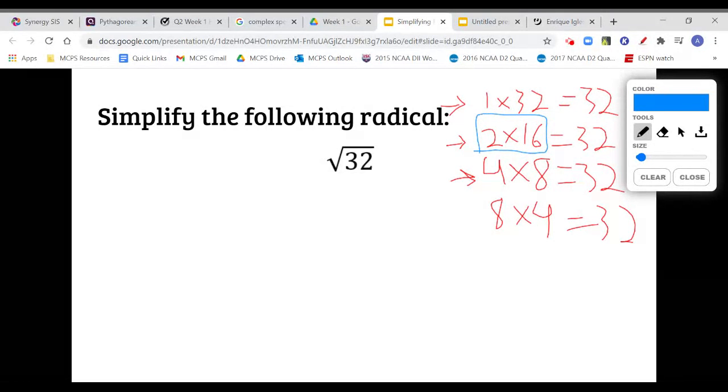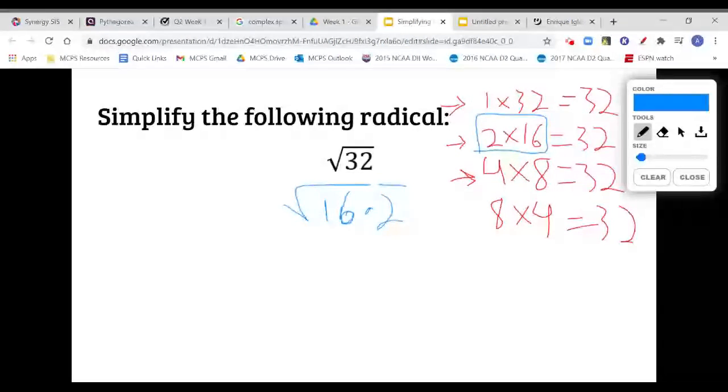So I'm going to break up the square root of 32, and I'm going to rewrite that as 2 times 16. Now I would prefer to write it as 16 times 2, because sometimes it can be easier to manage if you write the perfect square first. So I'm going to write this as the square root of 16 times 2.